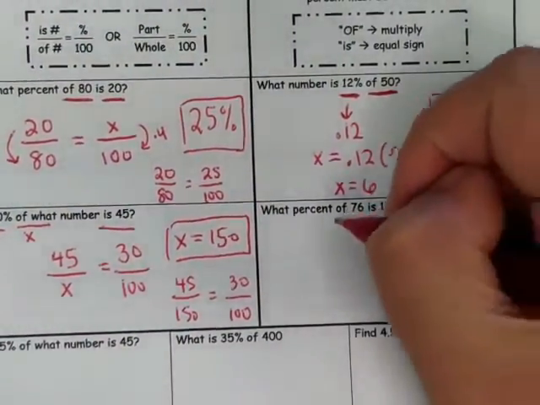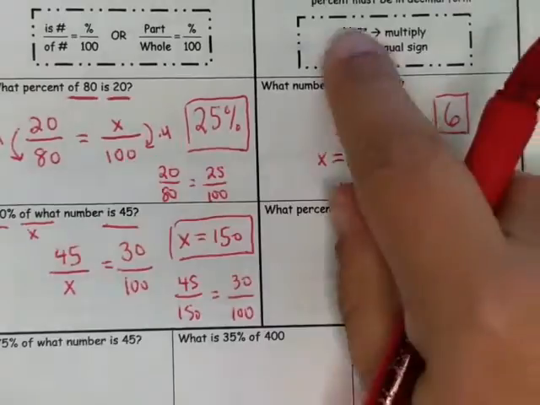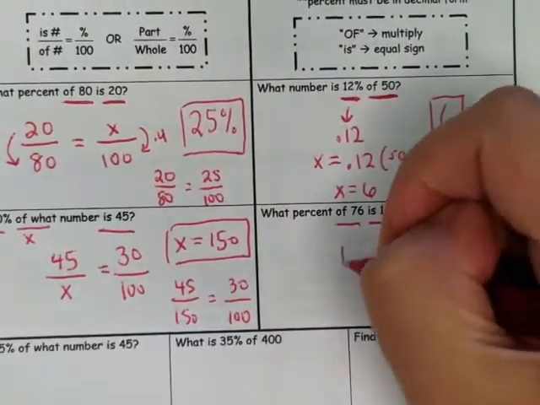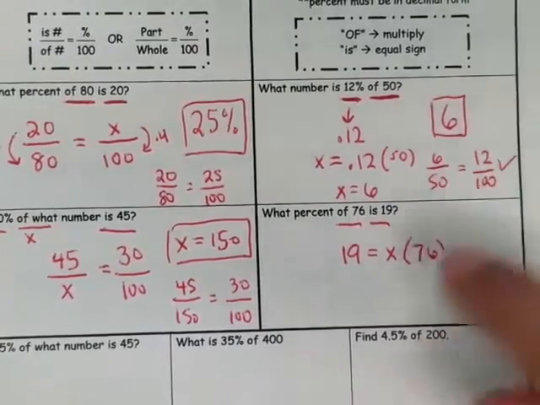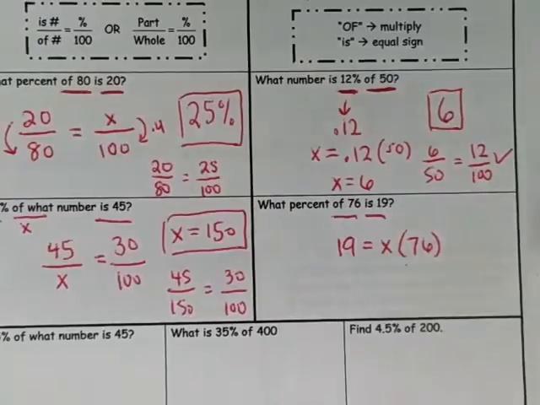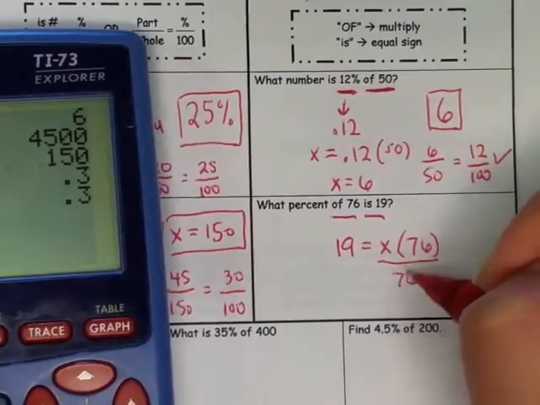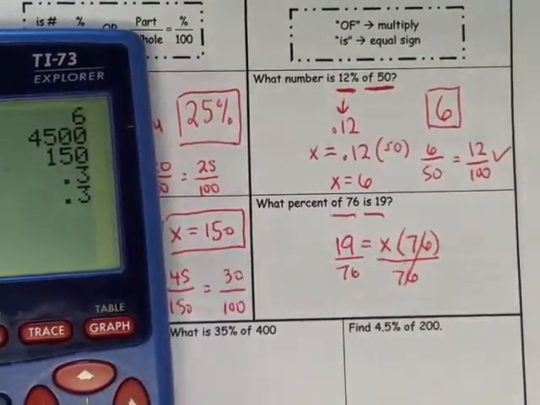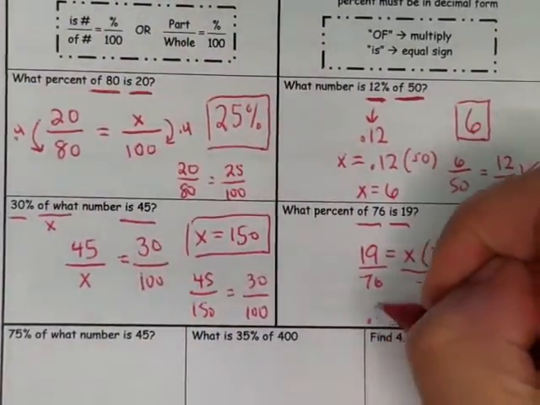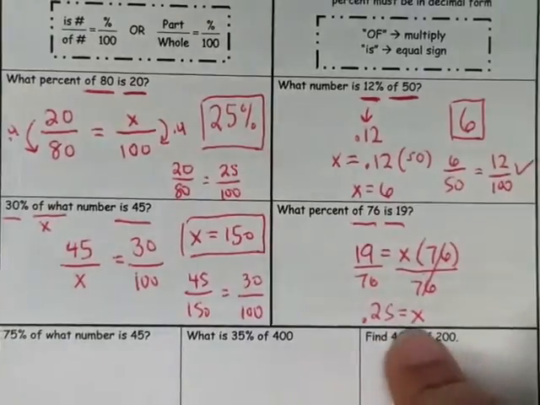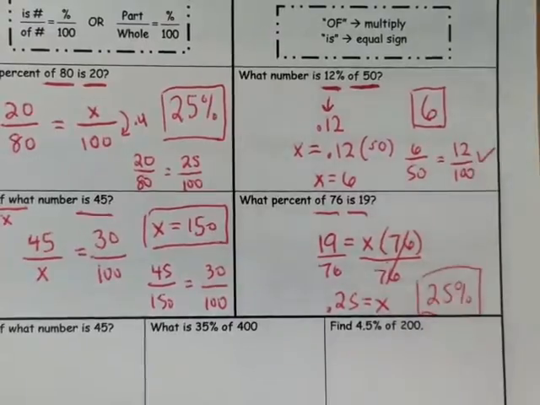All right, what percent of 76 is 19? Okay, I'll do the equation. My is the part right here. So 19 equals, I don't know my percent, times 76. So I'm going to divide by 76. 19 divided by 76 gives me 0.25. That's 0.25 as a decimal, but I want to change this to a percent, so multiply by 100, so I get 25%.